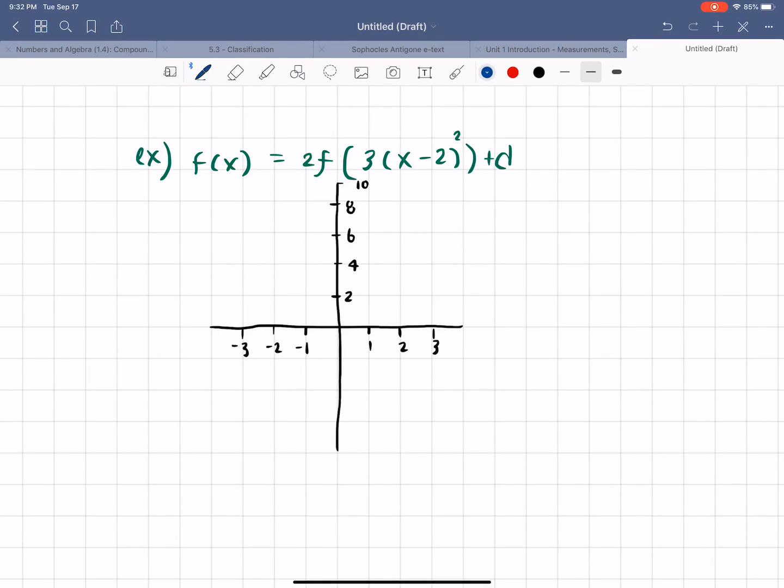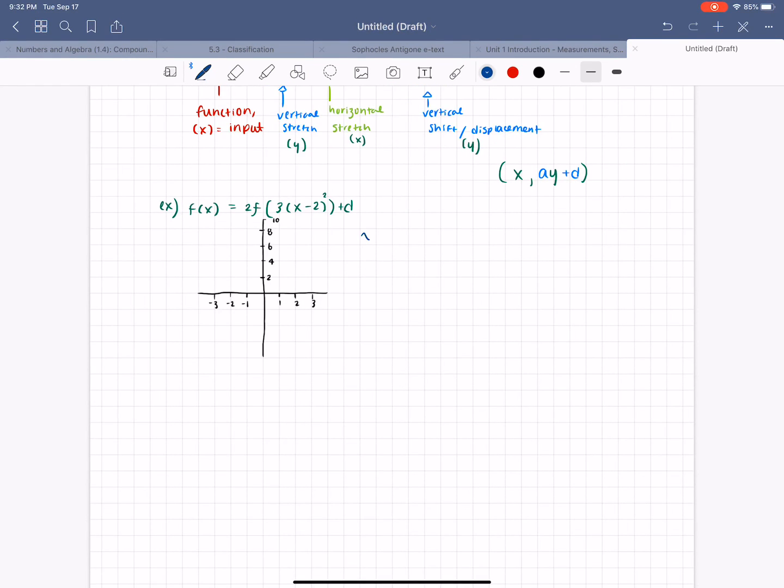Typically a parabola has the following x and y coordinates. At x equals 0, we are squaring our function, so we get 0. At x equals 1, we get 1. At x equals 2, we get 4. At x equals 3, we get 9. These are our critical points.